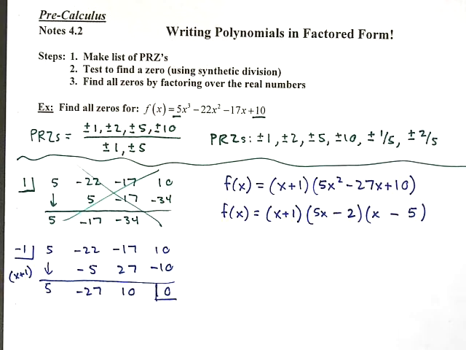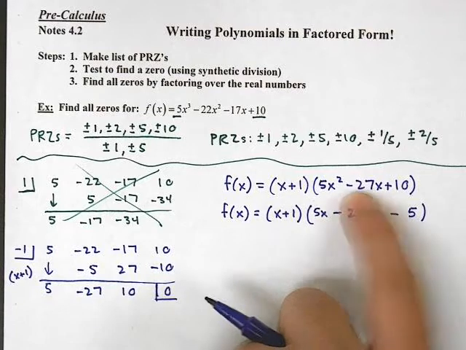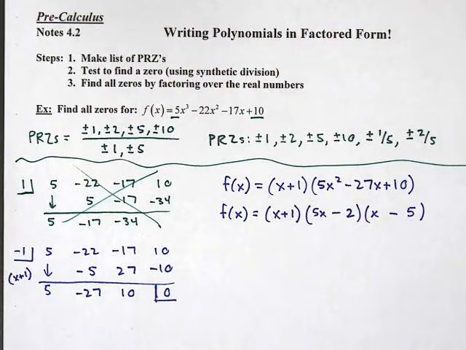What's the other option here, guys? If you see 5x squared minus 27x plus 10, you're more than welcome to split the middle as well.